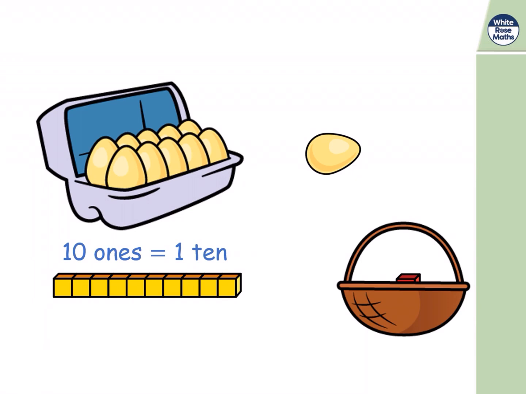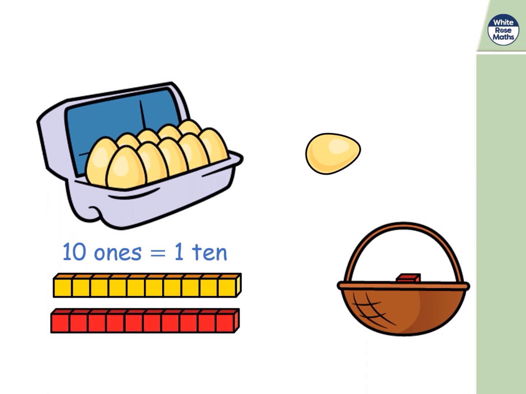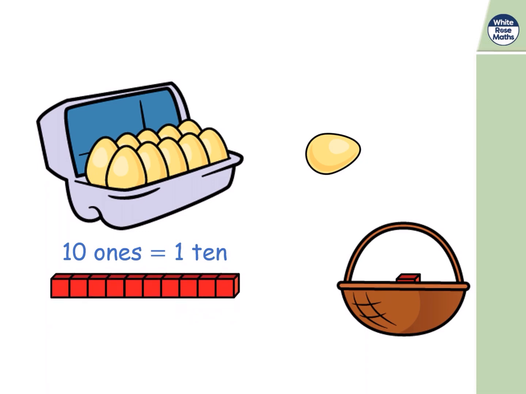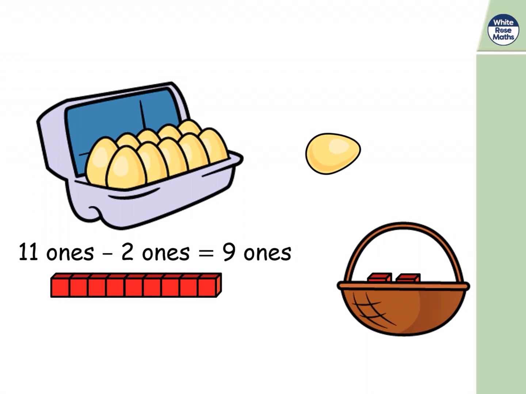Of course. 10 ones is equal to 1 10. I can exchange. Here are my 10 ones, and I'm exchanging them for 1 10. Now I can put a second cube in the basket. In it goes, leaving me with 9 cubes. 11 ones minus 2 ones is equal to 9 ones. So 11 eggs minus 2 eggs must leave me with 9 eggs.